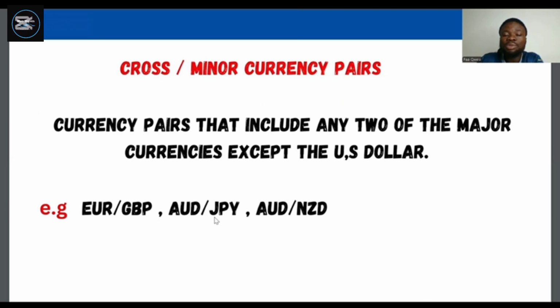So pairing them together is what we call minor currency pairs. But it should exclude the United States dollar. The most important thing is that it excludes the United States dollar. Including the United States dollar, you have 8 major currencies. But when it comes to the crossing or the minor, you are going to exclude the United States dollar. So you are going to be pairing or combining the 7 major currencies. That's what is going to give you the crossing or the minor.